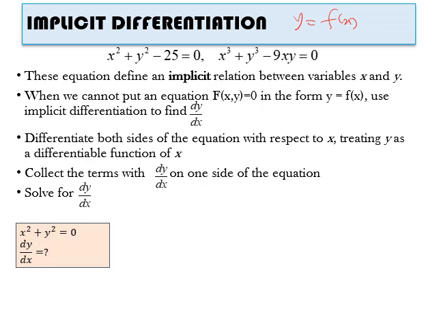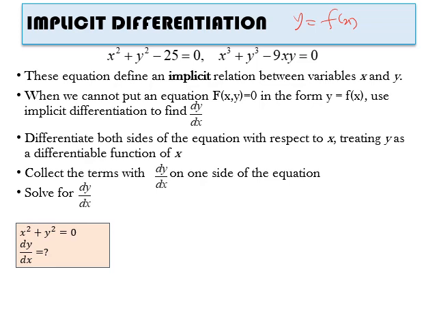And this one also, xy here, you cannot separate. So when we cannot put an equation f(x,y) equals 0 in the form of y equals f(x), use implicit differentiation. So we need to apply implicit differentiation whenever we cannot separate them. So differentiate both sides of the equation with respect to x, treating y as a differentiable function of x.